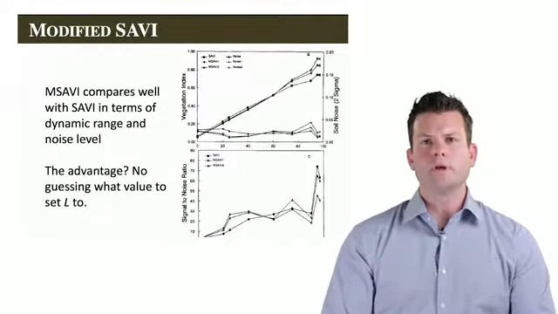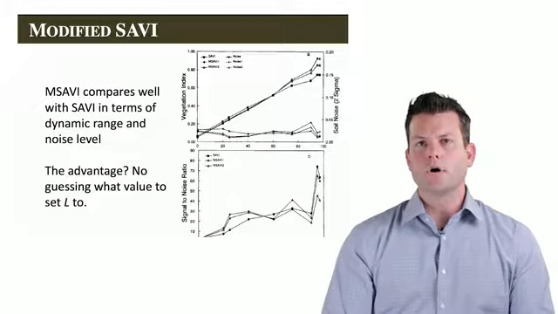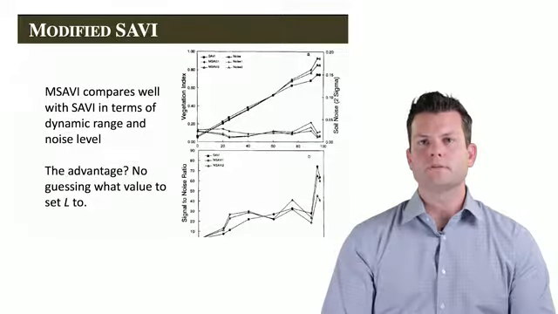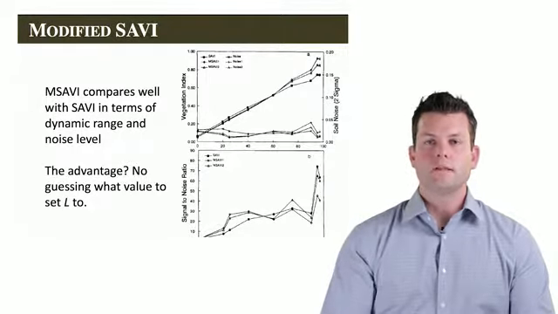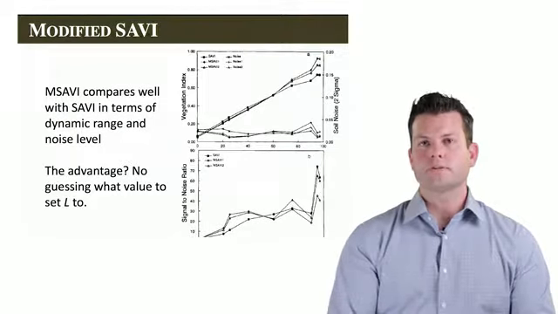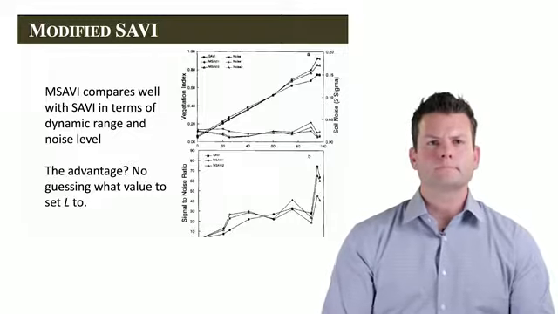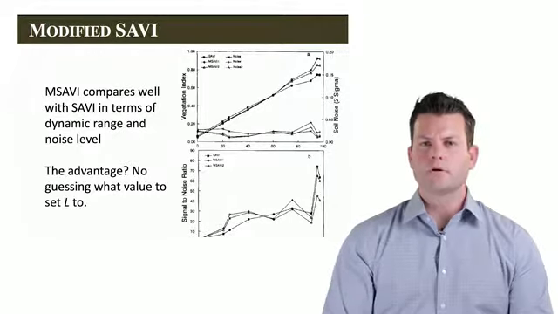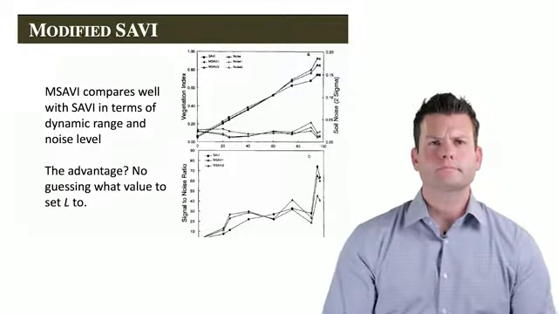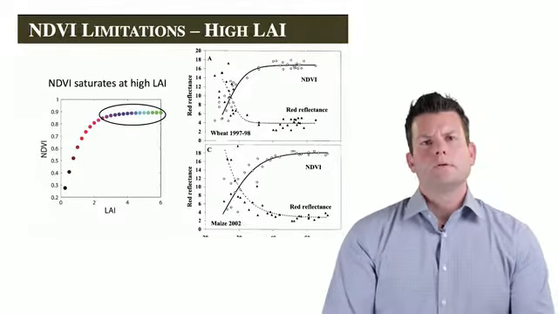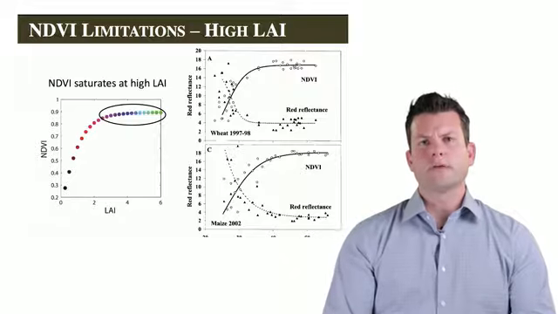And what I'm showing here in the upper right is that when Key compared SAVI to MSAVI, there is virtually no difference between the two indices in terms of their sensitivity to the amount of vegetation as well as their response to the soil background. So the advantage, no longer do we have to guess at what value to set L. Okay, so that takes care of the soil side of things.